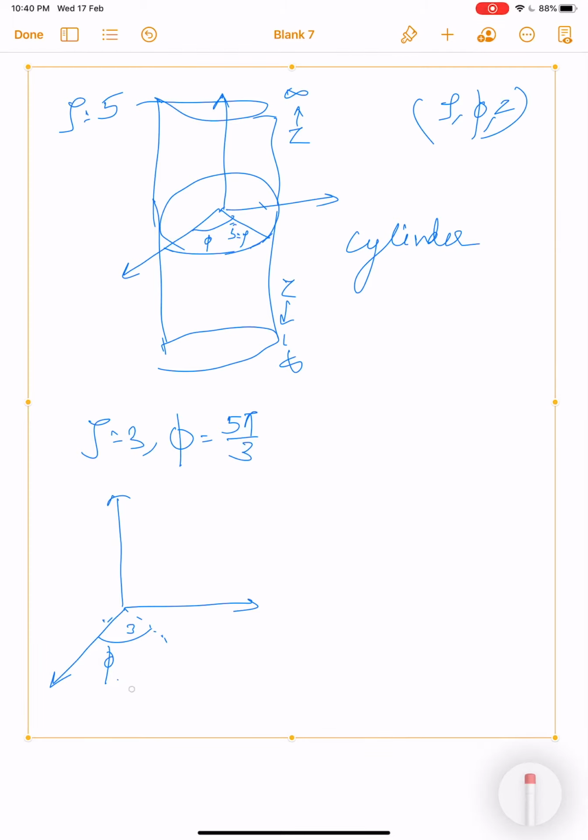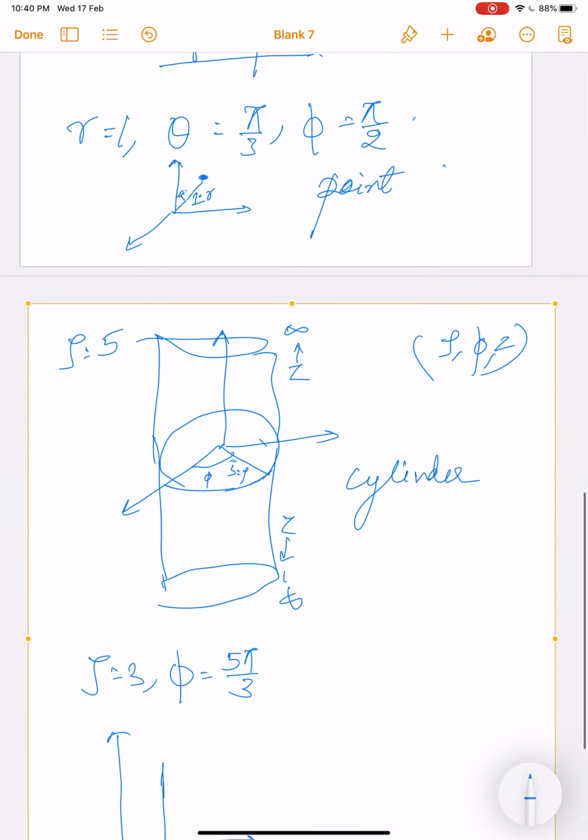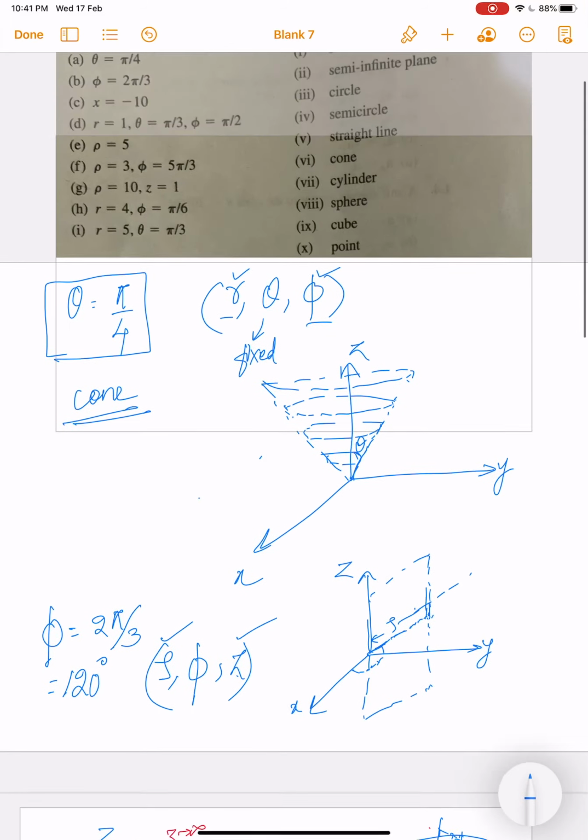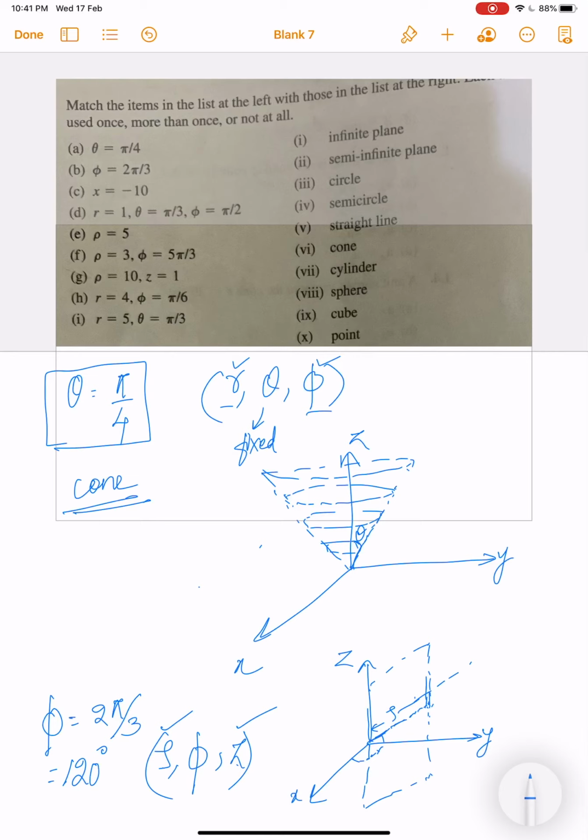Okay, this is something like this. Phi is also fixed. So if everything is fixed, then I'll get just this line, that's a big infinite line. I'm getting a straight line, and there you have it. This fifth one is a straight line.